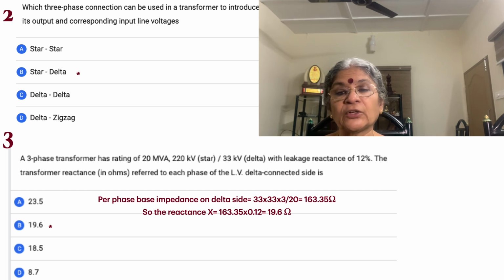Okay, that's all that's required, because base impedance multiplied by the percentage impedance expressed in per unit will give you the real value of the reactance, and that's what is done here as equal to 19.6. And from the options we select B because of that. Okay, because that's obviously true.